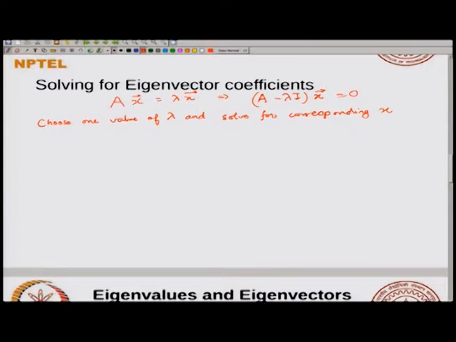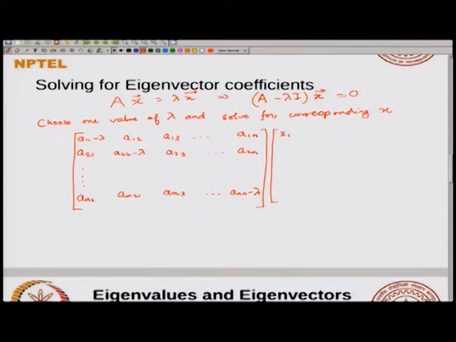What I mean is if you choose a value of lambda, then this matrix A minus lambda I is well defined. So you have A11 minus lambda, A13 and so on up to A1n, and A21, A22 minus lambda, A23, A2n, AN1, AN2, AN3, ANn minus lambda. This is your A minus lambda I, and then you have the coefficients of x, which are x1, x2 up to xn. These are the coefficients of the x vector, and this should be equal to 0. So what we have to do is solve for x1, x2 up to xn.